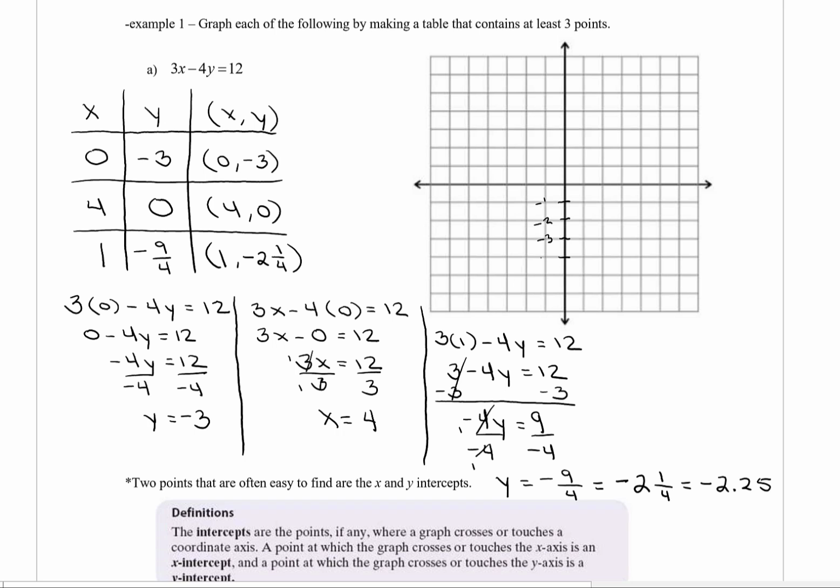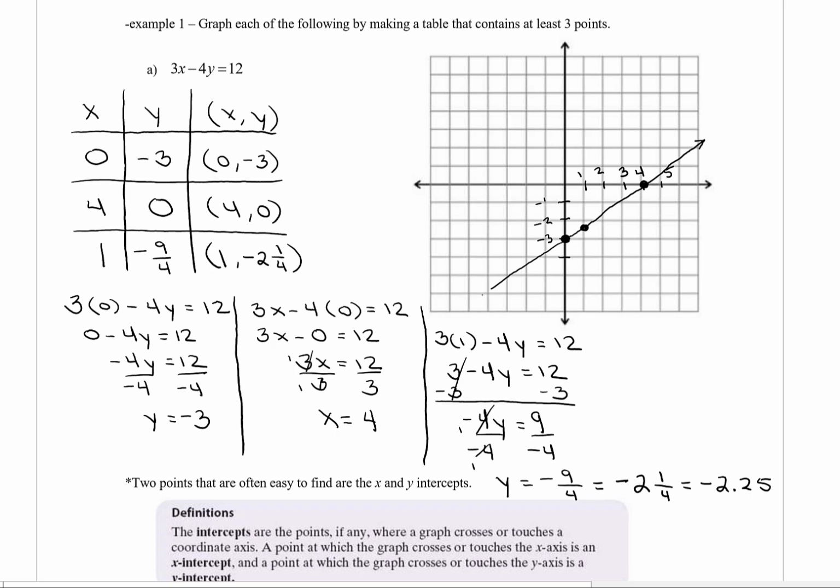On the y-axis, I have labeled in tick marks. I've gone from 0 to -4, but I've only labeled the tick marks for -1, -2, -3. On the x-axis, I've gone from 0 to 5, and I've labeled the tick marks 1, 2, 3, 4, 5. I have gone ahead and plotted the points. I plotted 0 comma -3, 4 comma 0, and then 1 comma -2 1/4. And I have drawn a line through the 3 points.